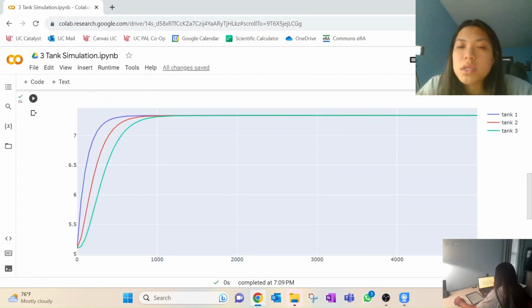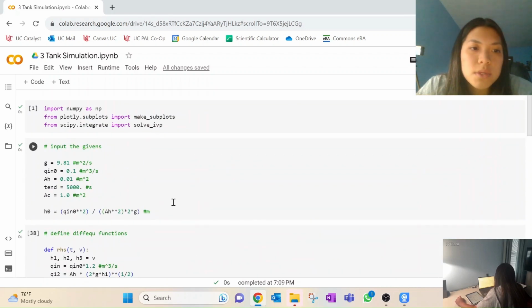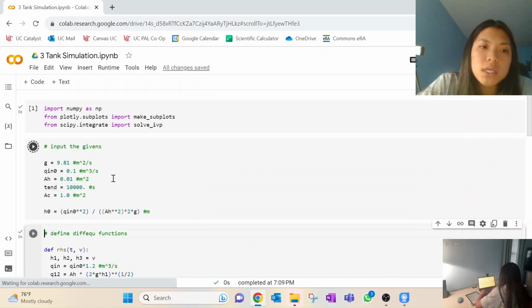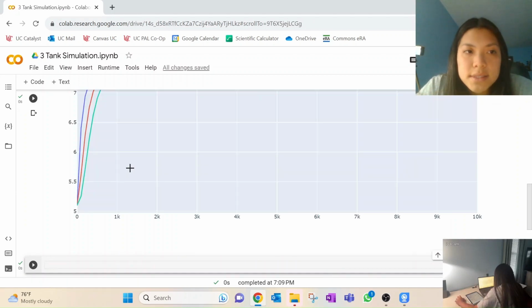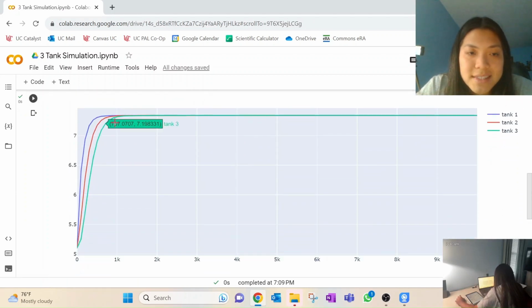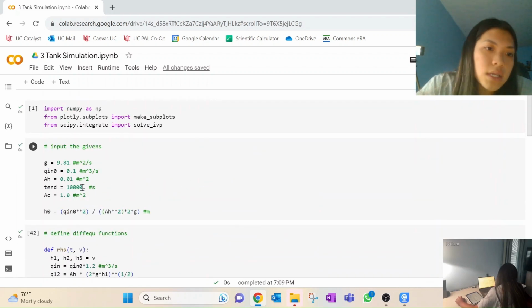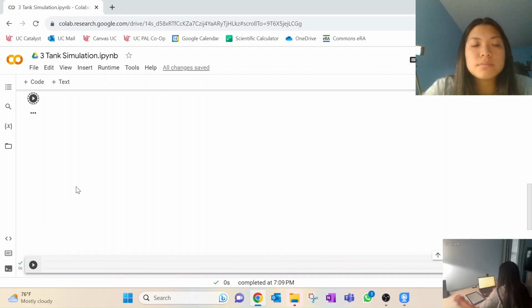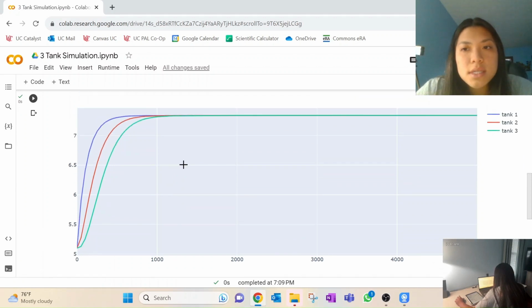So we did also change the time, because earlier, the time that it was running for, we had it for 10,000 seconds. But you can see it reaches its steady state at maybe 1,000 something, so it doesn't need to run that long. But this is the final simulation with the plot of the 3 tanks in a series.